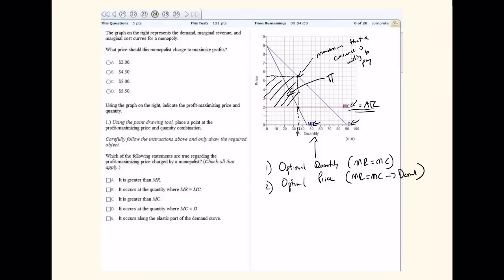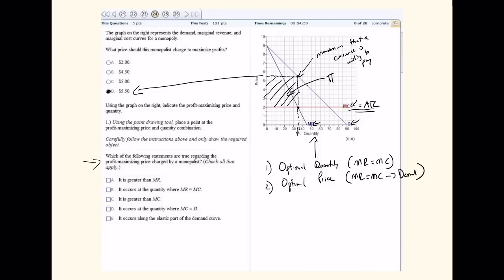So looking back to our questions, what price should this monopolist charge to maximize profits? They should charge $5.50. We could see right there where that's coming from. And then use the point drawing tool, place a point at the profit maximizing point and quantity combination. So we just did that here, the quantity and the price. And then which of these following statements are true regarding the profit maximizing price charged by the monopolist?